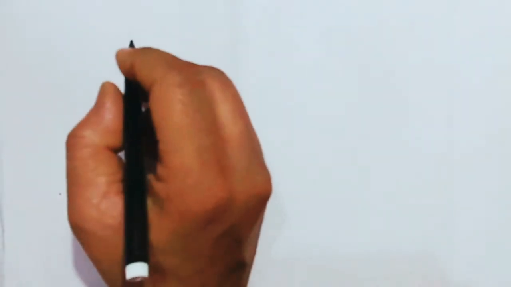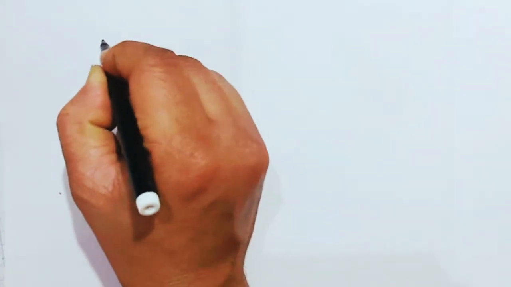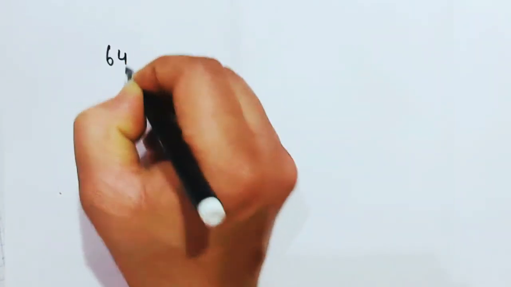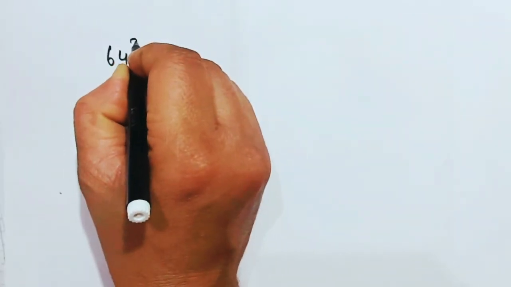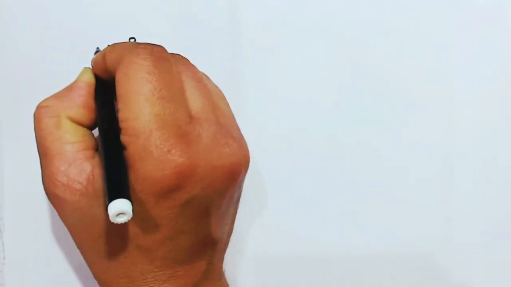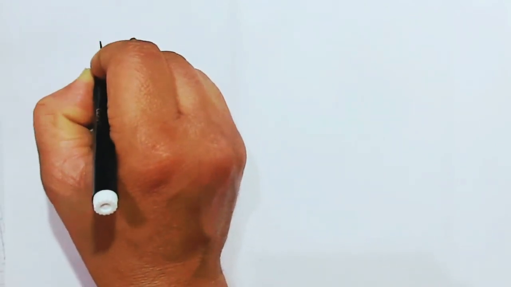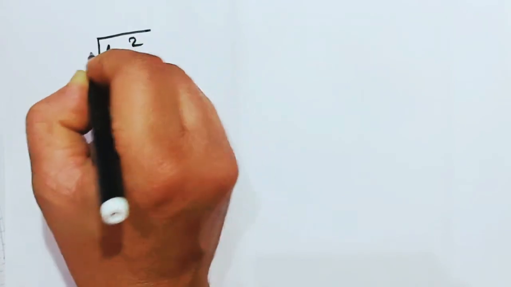Okay. Now moving on to the next one, what I find is they have given us 64 square, and then they have given us this cube root also.